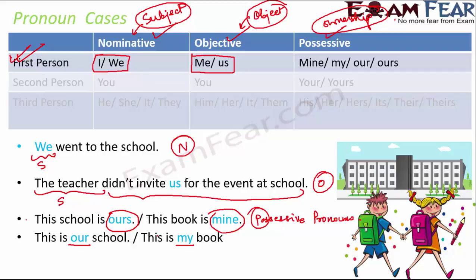So in that way these words show possession, but at the same time they also play the role of an adjective. So these words are called possessive adjectives. Many times students confuse between possessive pronouns and possessive adjectives. That is why I gave these examples simultaneously so that you can understand the difference between the two.